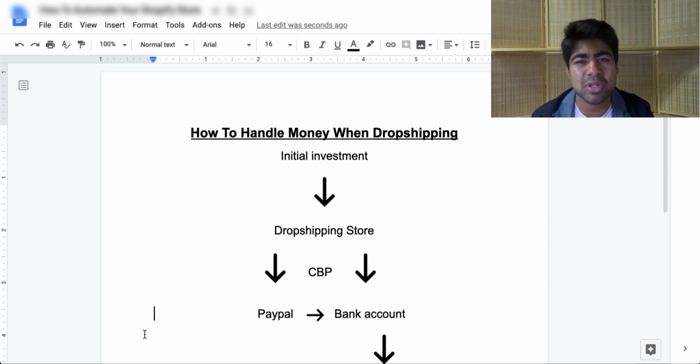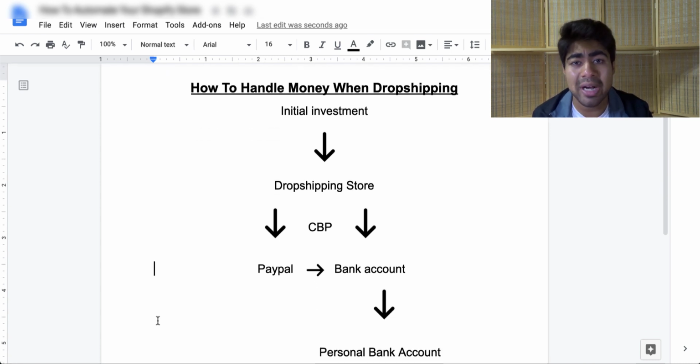But when it comes to handling money, I've gone ahead and created a very simple chart graph to show you guys exactly what I personally do with my money, and I'll be explaining each step of the process.